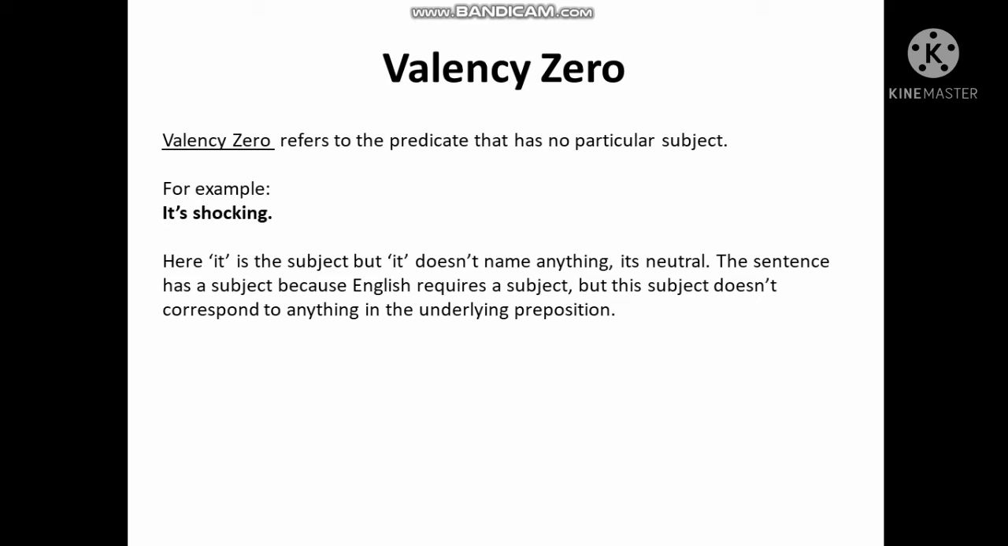sentence yang mana it's di sini tidak mengacu kepada nama apapun. Jadi dia sifatnya netral. The sentence has a subject because English requires a subject, but the subject doesn't correspond to anything in the underlying preposition.